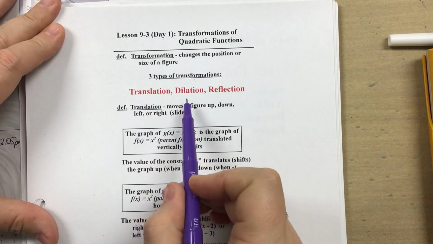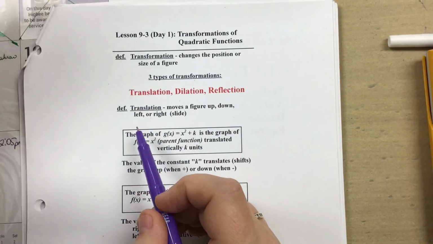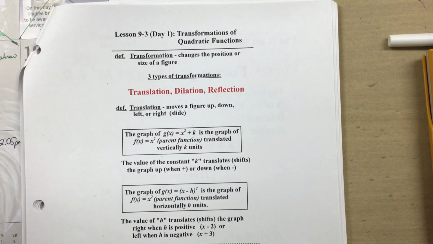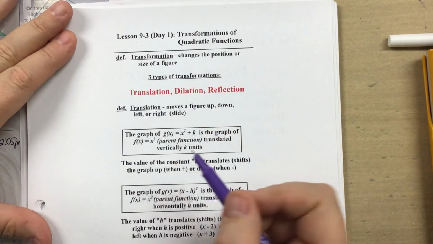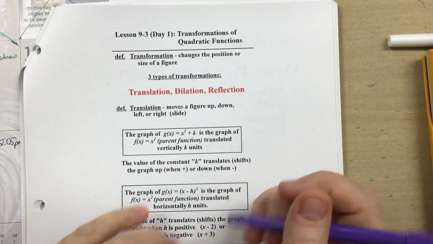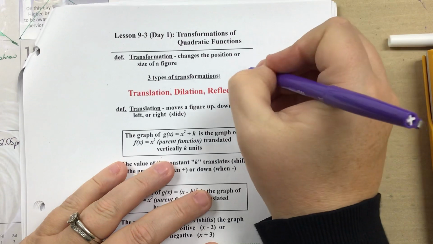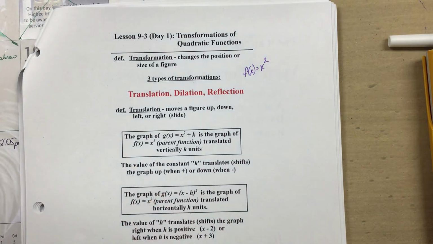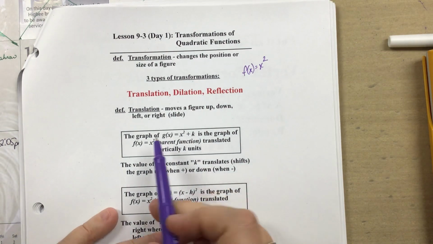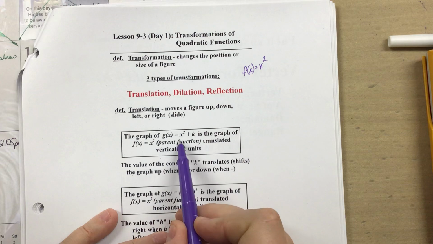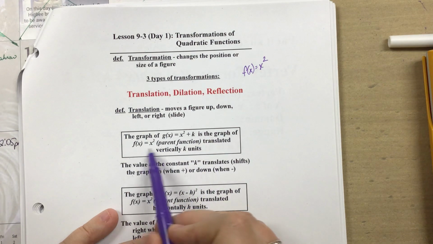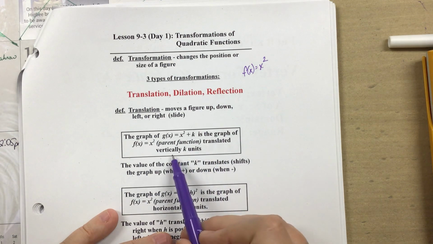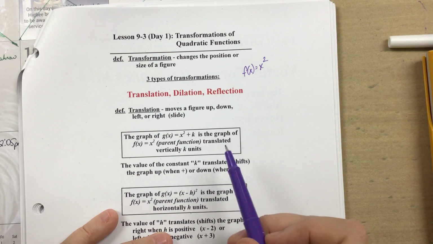So again, we're going to focus on translation, dilation, and reflection. Translation is when your figure moves left or right or up or down. It's a slide. Your parent function always looks like f of x equals x squared. That's the original parent function, and everything is going to be based on this movement. So if the graph of g of x is x squared plus k, where the parent function is f of x equals x squared, that means your graph is translating vertically whatever that k is, so many units.